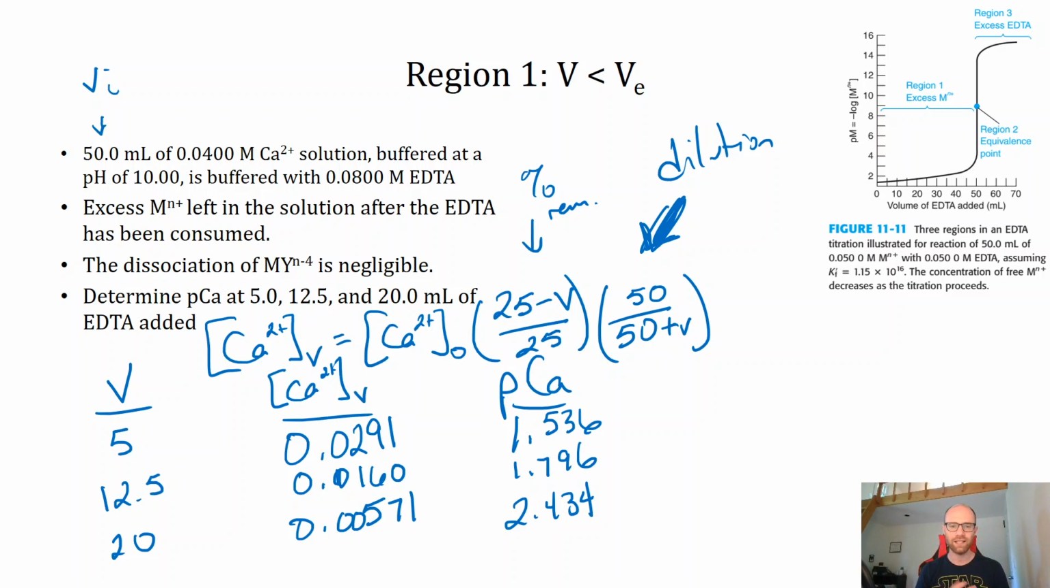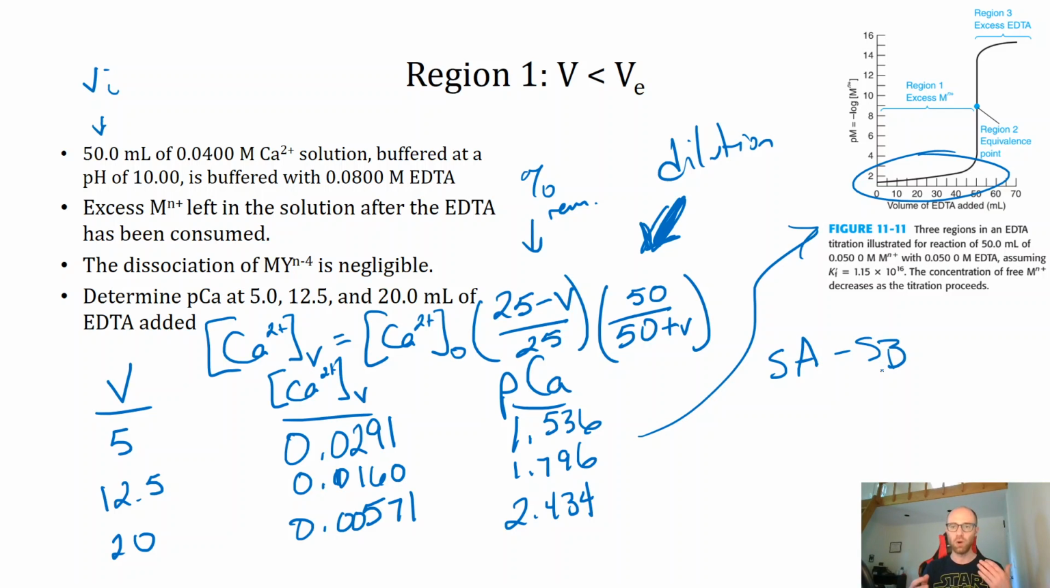And three, we're 80% of the way through the titration, and our p-value has only gone up by about 1 unit. If you look back at this graph, that is consistent with what we're seeing. And again, that matches up with the strong acid, strong base methodology, where you don't really get the slope until you're at the equivalence point.